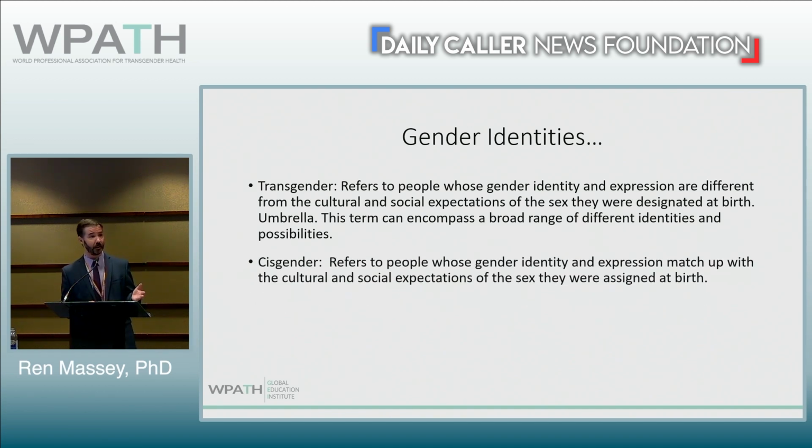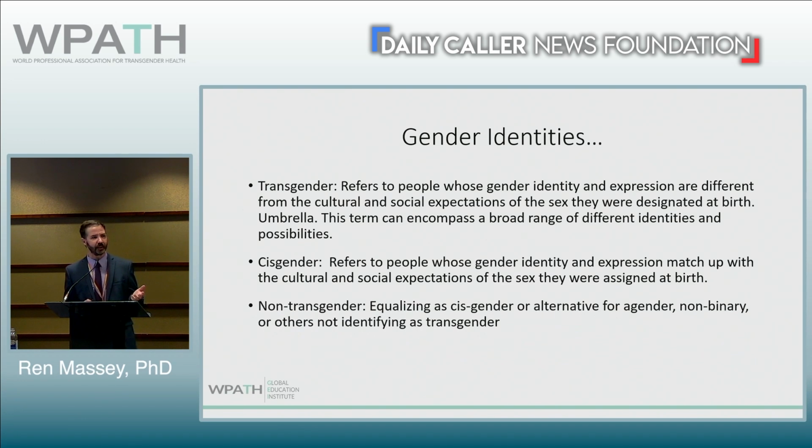Cisgender is the majority of the population. These are folks who feel their gender identity aligns and their expression aligns with the cultural and social expectations for the sex they were assigned at birth. And then non-transgender, I like this, it's an equalizing term because not everybody who is not cisgender identifies as transgender. So it's an alternative also for agender, non-binary, and others who don't identify as transgender, as well as some folks who are cisgender might be called non-transgender.